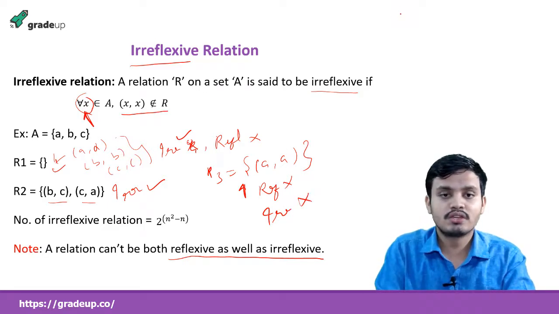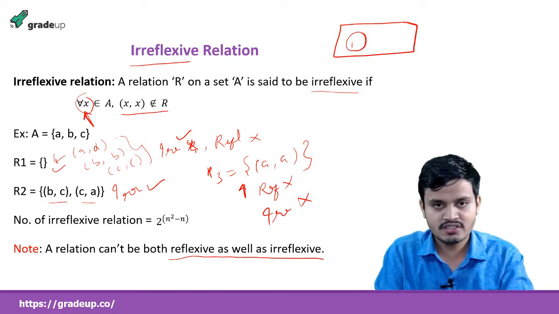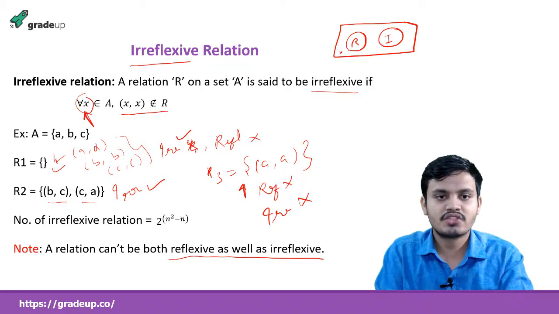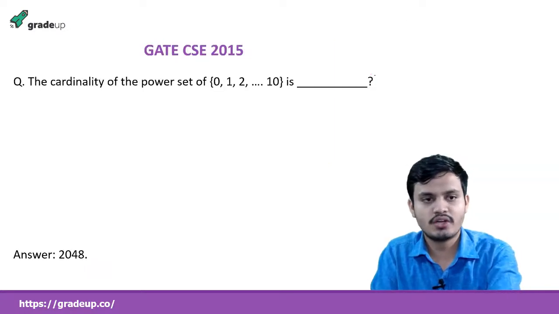So actually, if we consider the set of all relations, then there are a number of reflexive relations and a number of irreflexive relations, and there are some which are neither. It is not reflexive as well as it is not irreflexive. So reflexive and irreflexive will be disjoint sets.